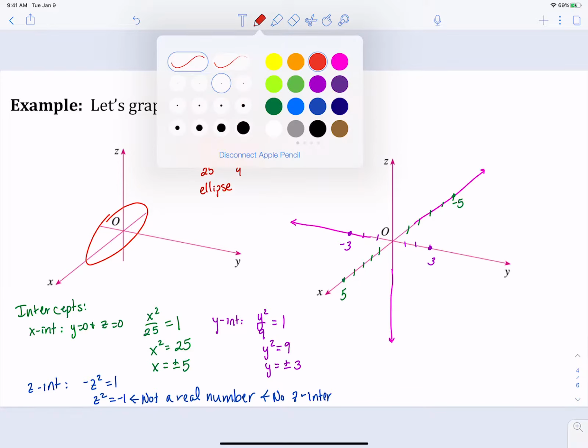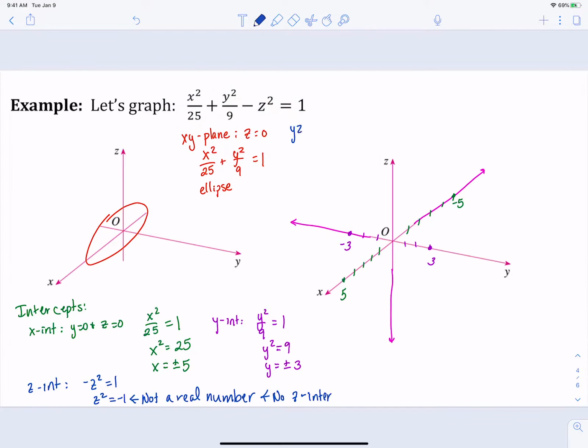So we can do the same thing for our other planes here. The YZ plane, that's the one that's kind of flat back here. I'm going to erase that just to give us an idea of where that is. And that's when x is 0. So that's y squared divided by 9 minus z squared equals 1.